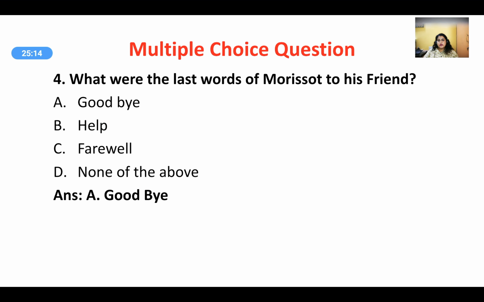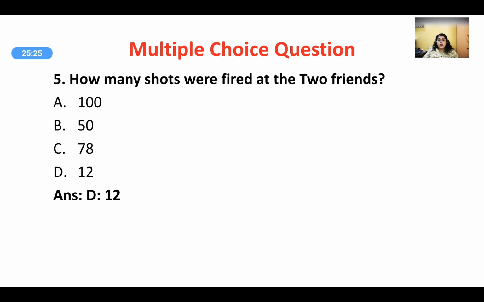What were the last words of Monsieur Morisot to his friend? Goodbye, help, farewell, or none of the above? And the answer is option A, goodbye. How many shots were fired at the two friends? When the Prussian officer gave the order to his soldiers to execute them, the two friends were made to stand and the soldiers shot at them. And how many shots were fired? 100, 50, 78, or 12 shots. And the answer is option D, 12.